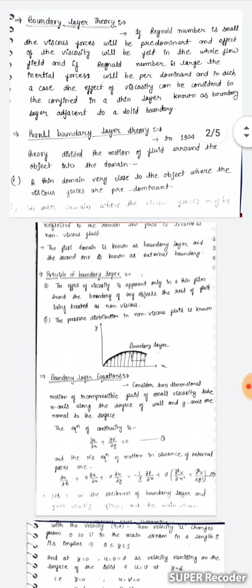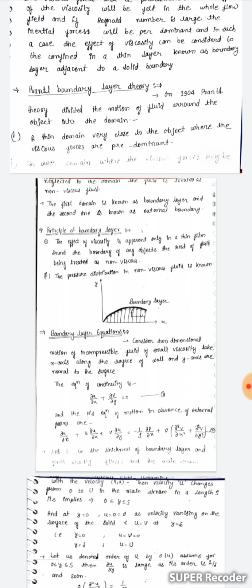In 1904, Prandtl's theory divided the motion of a fluid around an object into two domains. A thin domain very close to the object, where the viscous forces are predominant, and an outer domain where the viscous forces may be neglected and the fluid is treated as non-viscous. The first domain is known as the boundary layer and the second one is known as the external flow.